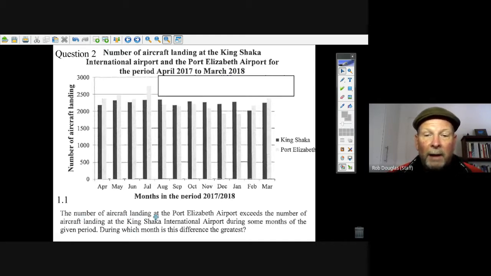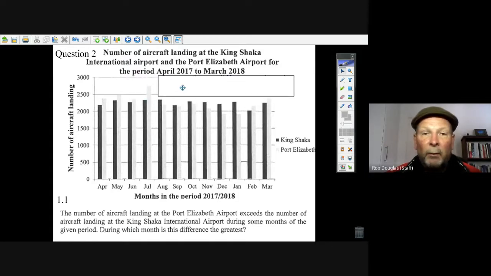The number of aircraft landing at Port Elizabeth exceeds the number of aircraft landing at King Shaka during some months of the given period. Well, let's think of Port Elizabeth. That means that the gray is bigger than the black at different times. Okay. During which month is the difference the greatest? Well, we don't have to do any calculation. We can just see that the gray is above here, here, here. Ooh, see, look how big that is in July. And then look, now the black's winning here, the King Shaka one's ahead of it. And now there's the gray blue and gray blue. That is clearly the biggest difference.